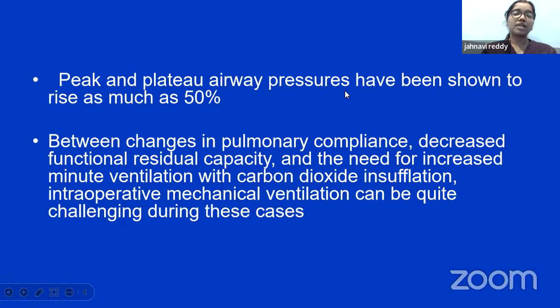Peak and plateau airway pressures have been shown to rise by as much as 50% because of changes in pulmonary compliance, decreased functional residual capacity, and the need for increased minute ventilation with carbon dioxide insufflation. Intraoperative mechanical ventilation can be quite challenging during these cases.